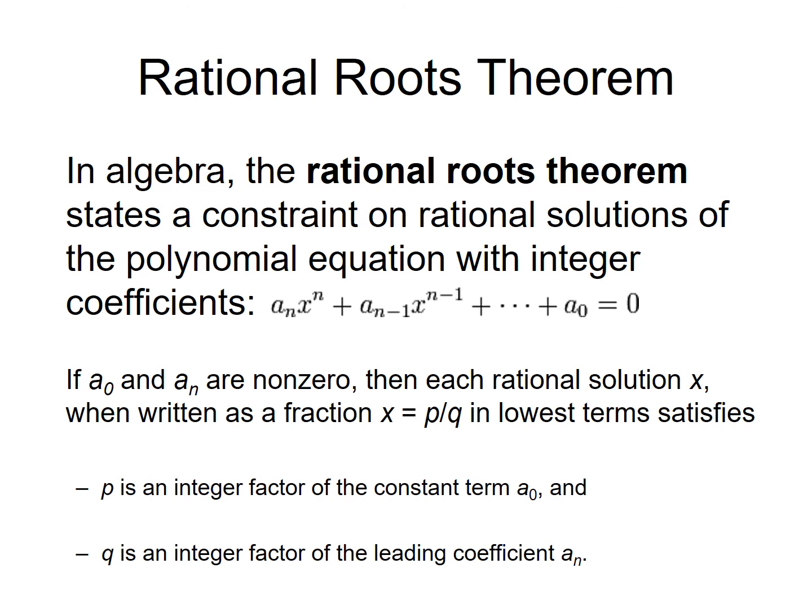So you can check if you just factor the constant and you factor the leading coefficient and take different versions of the factor of the constant over a factor of the leading coefficient. Those are the only possible rational roots.